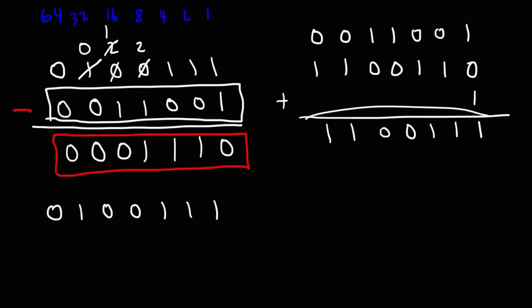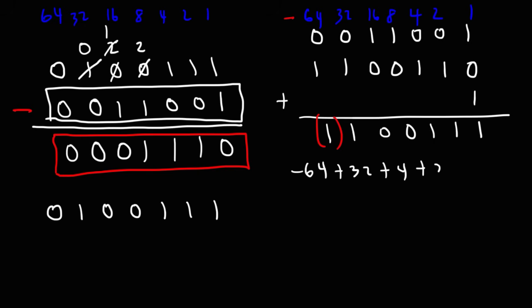So this number should represent negative 25. And let's just check it to make sure that it does. So keep in mind, the first 1 represents a negative value. So that's going to be negative 64. So we have negative 64 plus 32. This corresponds to a 4. So that's plus 4, plus 2, plus 1. Negative 64 plus 32 plus 4 plus 2 plus 1. So that is indeed negative 25.